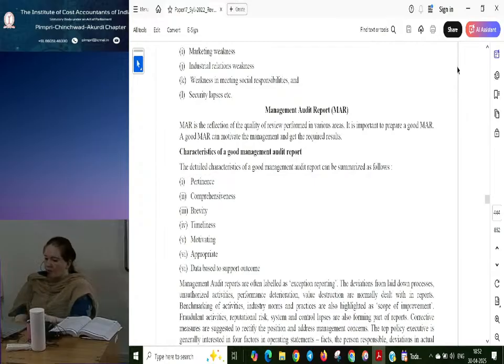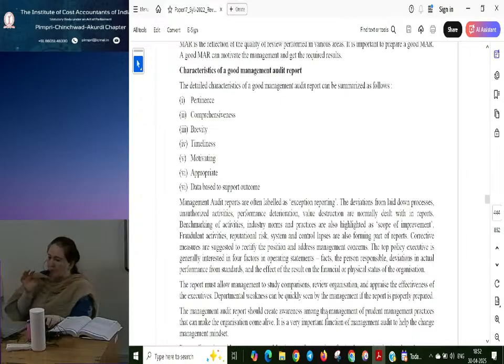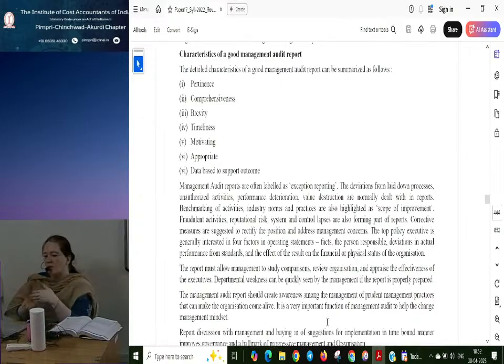Often these reports are labeled as exception reports. The deviation from the laid down processes, unauthorized activities, performance deterioration, and value destruction are dealt with in these reports. And then benchmarking of activities, that is, you compare with the benchmarks, industrial reputational risk, system control, and where all the lapses have happened. All these need to be addressed.